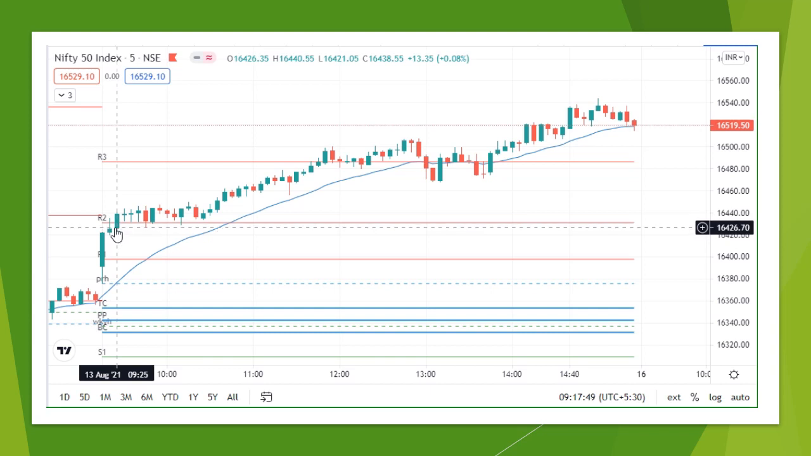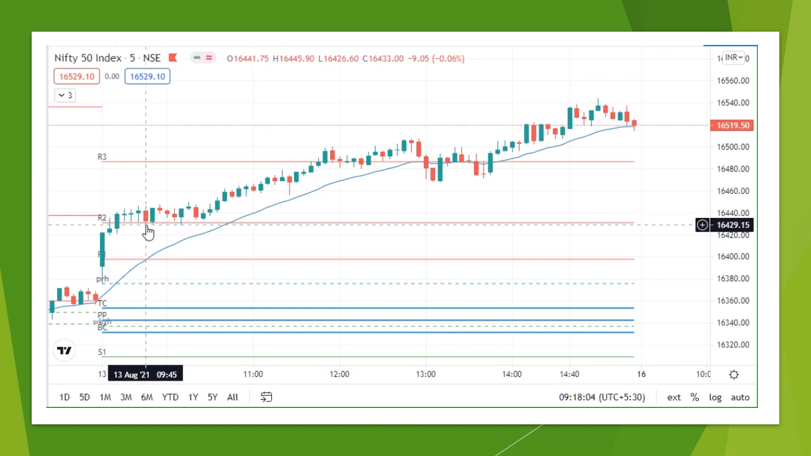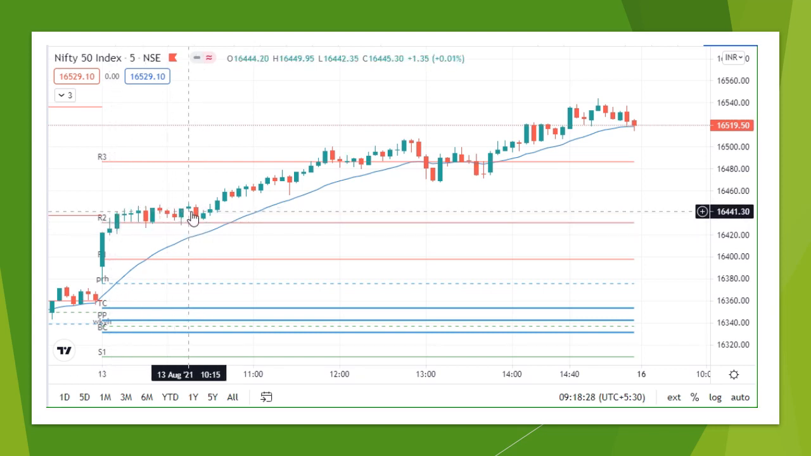And while breaking R2, it broke with another good green candle, and you can see the body never closed below R2. This candle, this candle, this candle tried and the body never closed below R2. Here as well, the body did not close below R2. That means R2 has broken with a good green candle, that is a strength, and you can see this acted as a support for another one, one and a half hours.